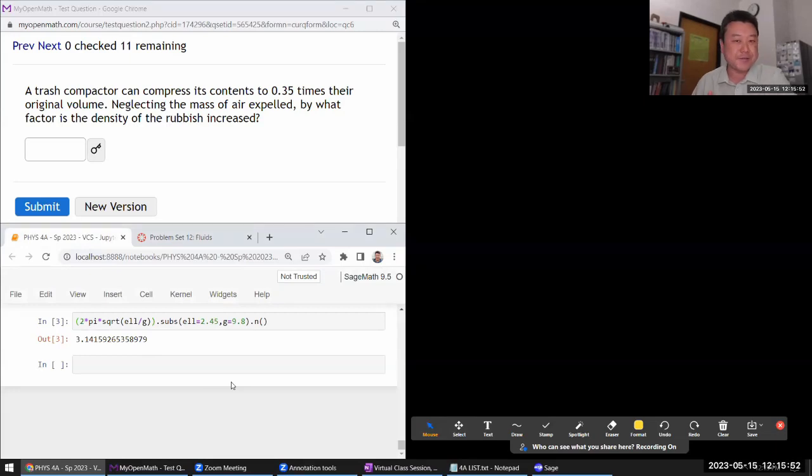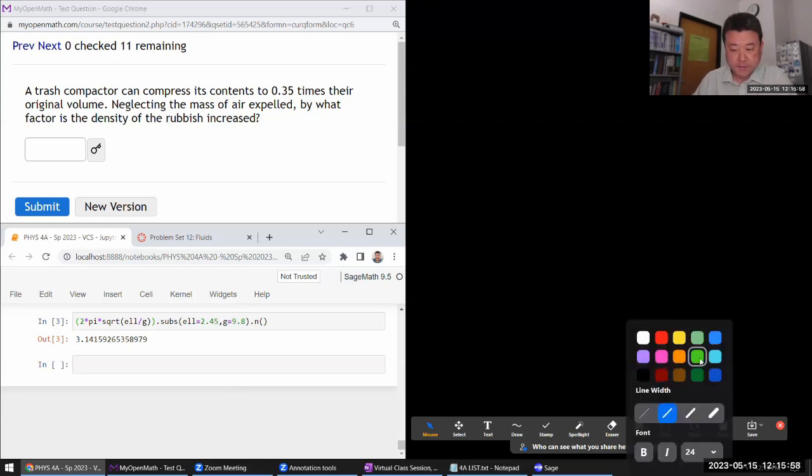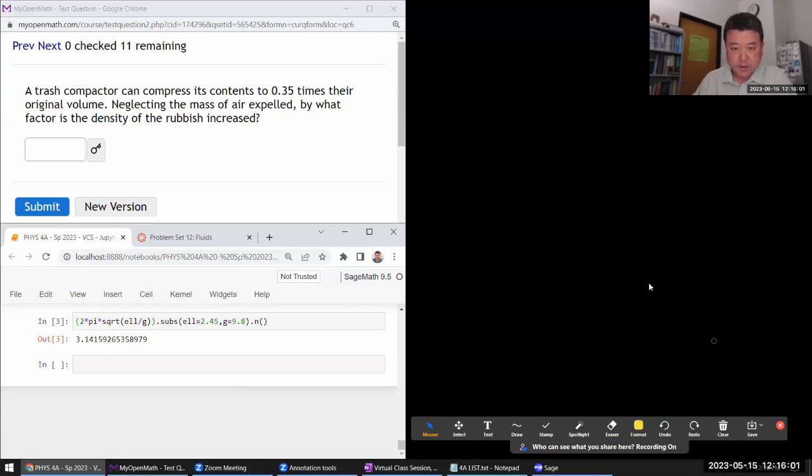Okay, let's look at these questions. It says a trash compactor can compress its content to some factor. Let me just give it a label so that I can reference it. Some factor times their original volume, neglecting the mass of the air expelled. By what factor is the density of rubbish increased?